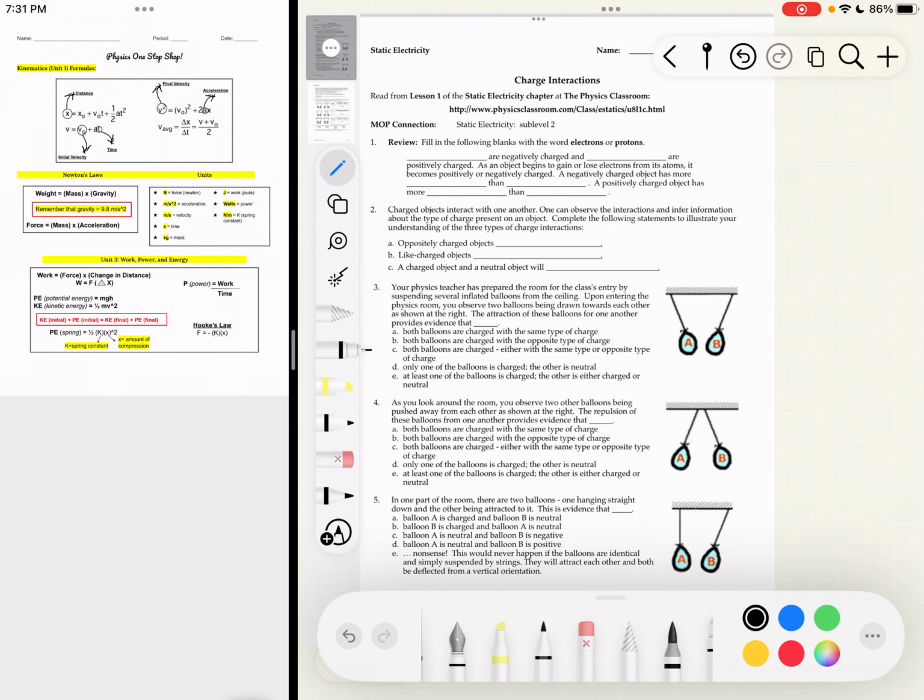Hello everyone. We're going to go over part 1 of the worksheet today for static electricity.